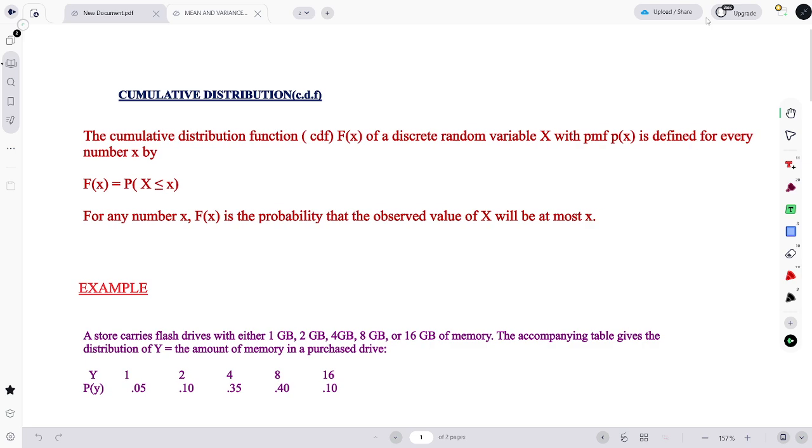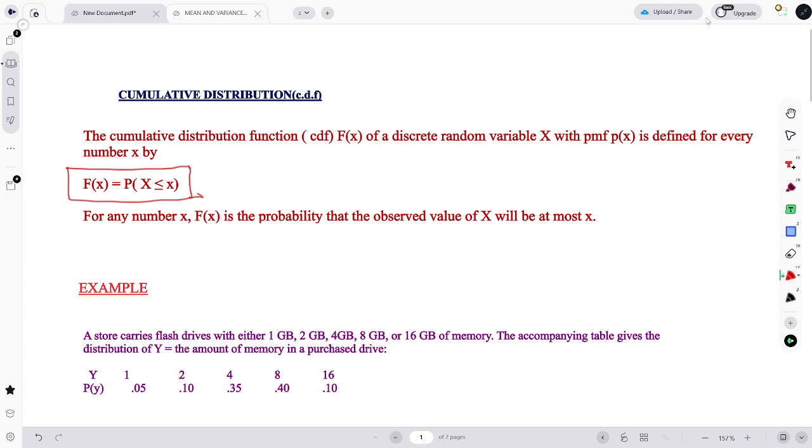So you have to note this. This is the main thing you have to study about cumulative distribution. It is denoted by capital F of x, and it is equal to P of capital X less than or equal to small x. For any number x, capital F of x is the probability that the observed value of X will be at most small x. So you should study this. This is the main definition of cumulative distribution.